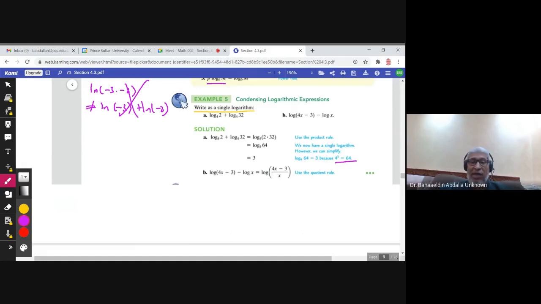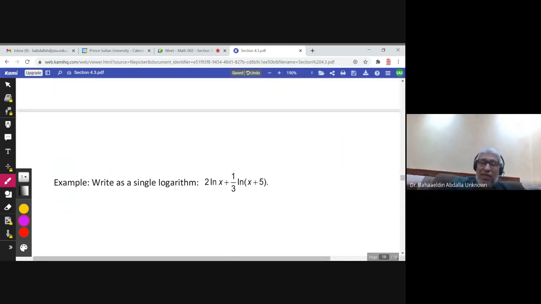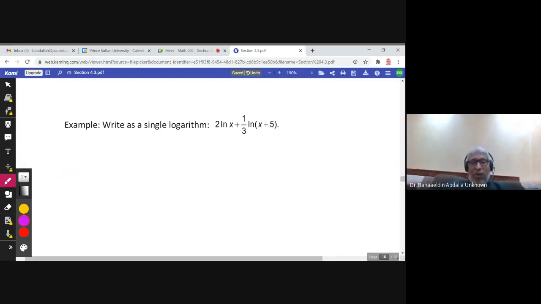Here again another example. You have log minus log, so it would be log of (4x minus 3) over x. This is condensing, or writing as a single logarithm.